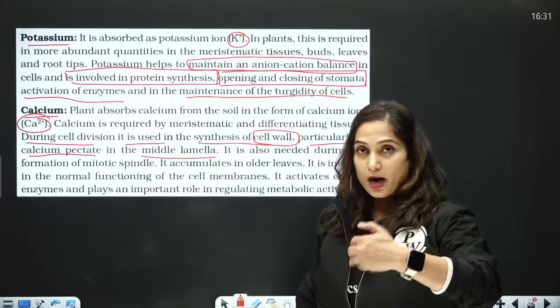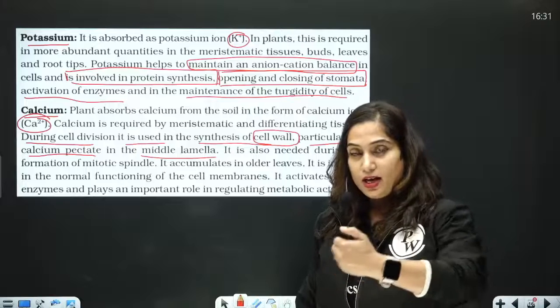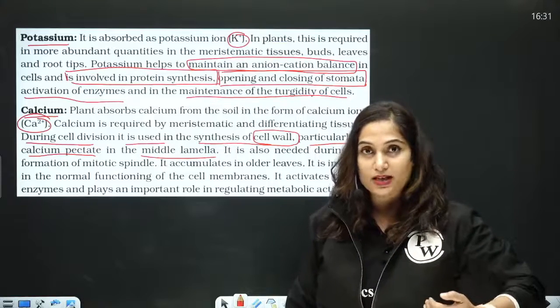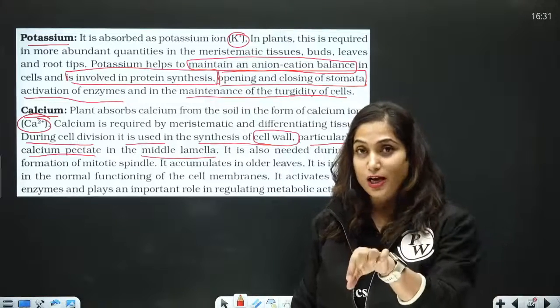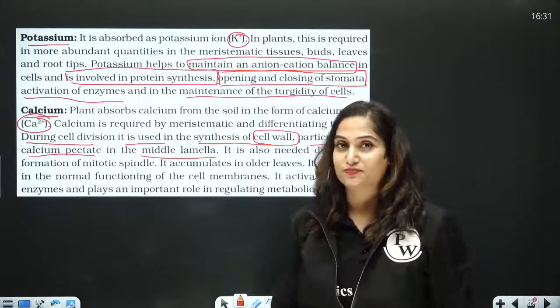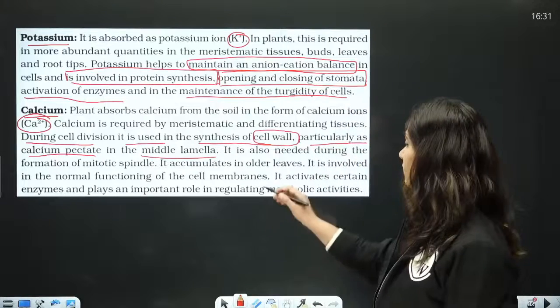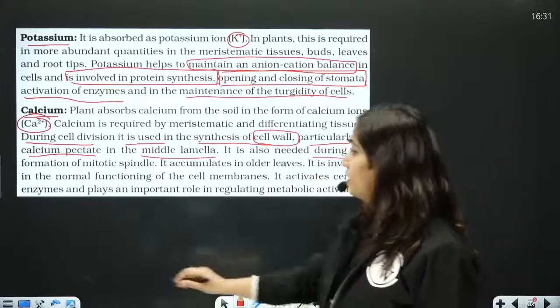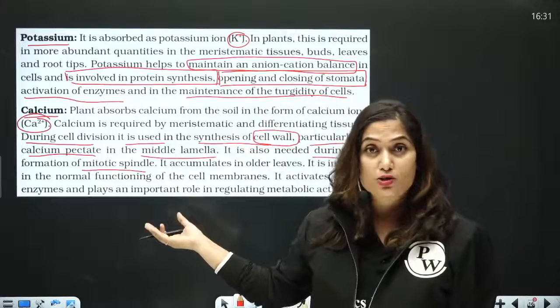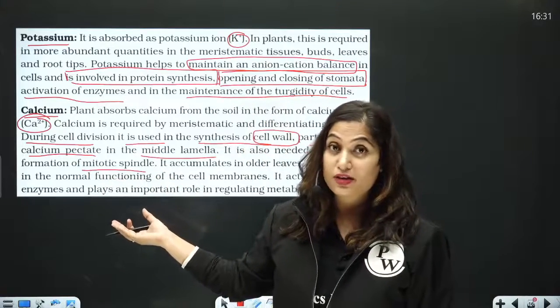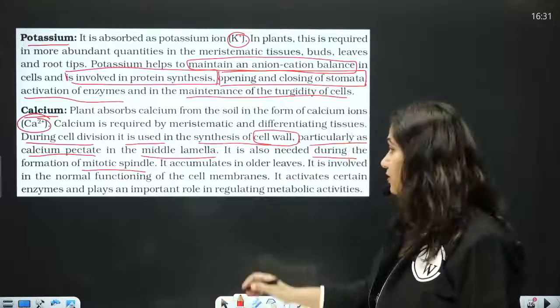So the outermost part of a plant cell is the middle lamella, then the primary cell wall, then the secondary cell wall, right? During division, this middle lamella is formed by calcium as calcium pectate. It is needed during the formation of the mitotic spindle. Just told you it is very important for cell division because it forms spindle fibers.